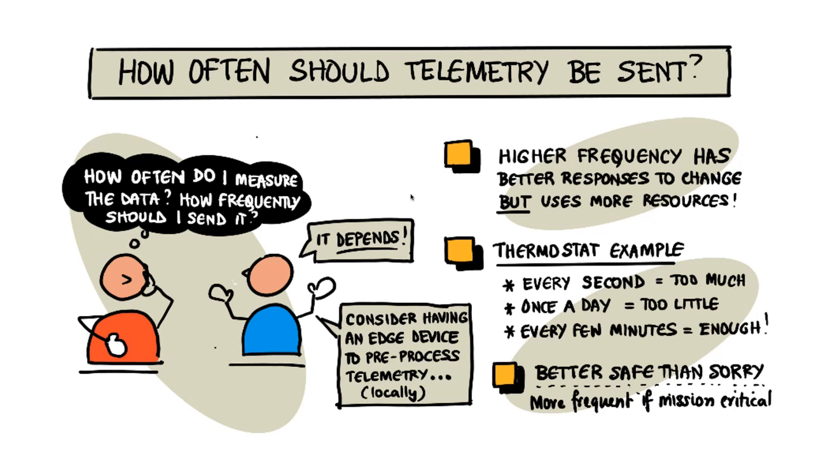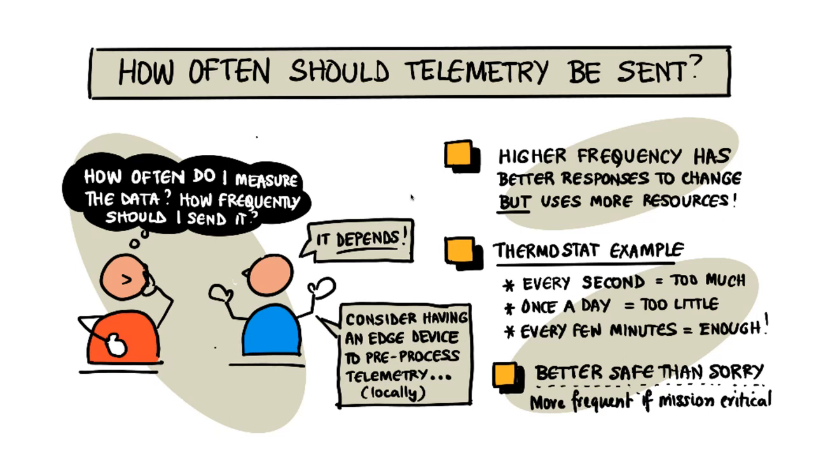Take a thermostat in my house, for example. There's no point in sending the temperature to the cloud every second. It's not going to change that often. Temperature doesn't change every second. Once a day is probably too little because it's cold at night, it's warm during the day, and I want to adjust it. So maybe every few minutes, 5 minutes, 10 minutes, might send that. If anything's mission critical, it's better to be safe than sorry and go over the top. If you're measuring vibration on machinery for predictive analytics to turn the machine off if it's going wrong, you probably want to send it way too often.